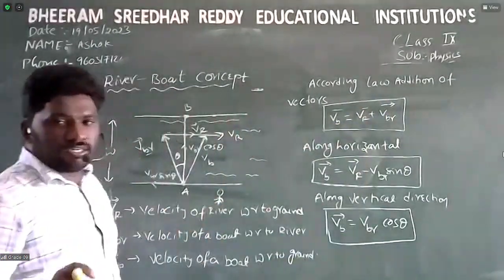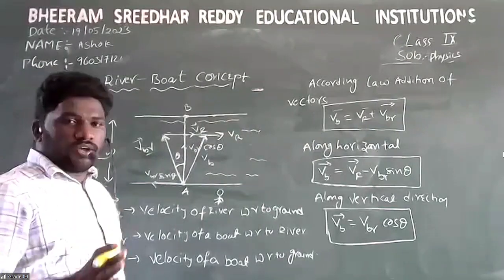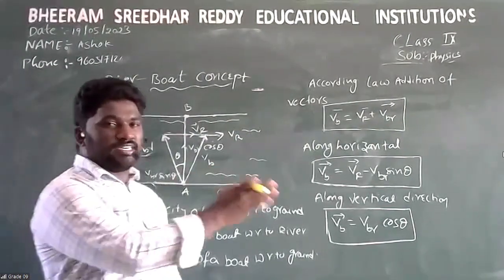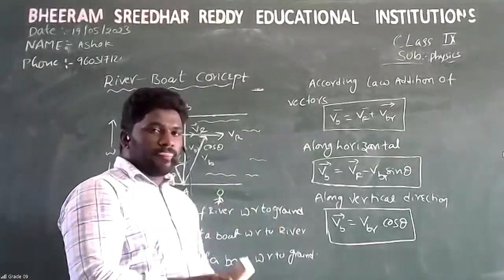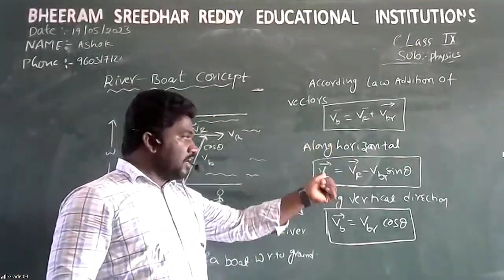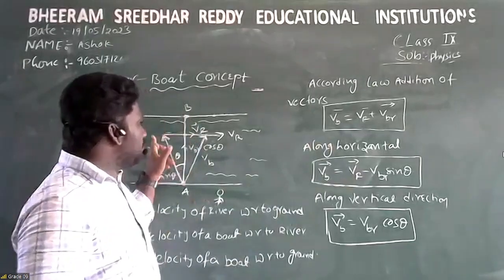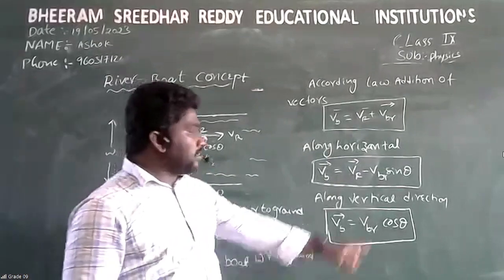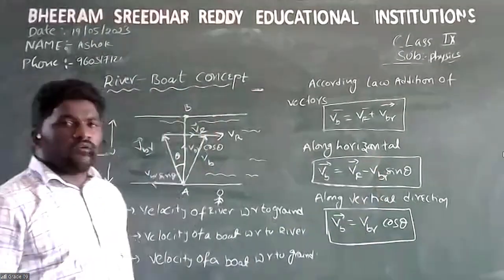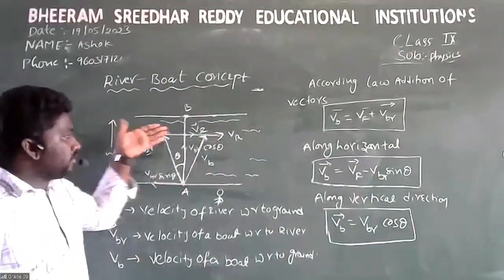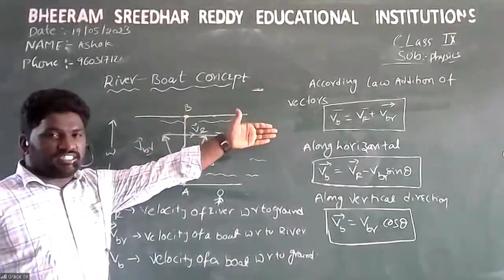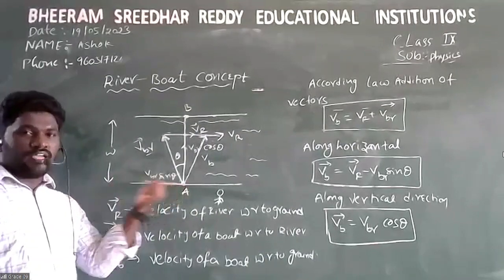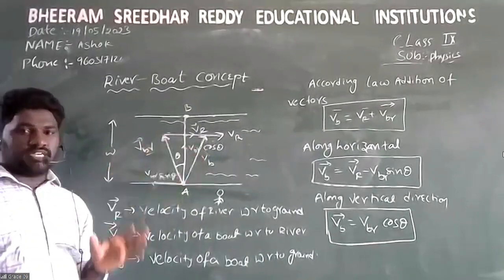Here the river boat concept is a two-dimensional motion. That's why you have to analyze the motion in two dimensions. One is along the horizontal direction, the other along the vertical direction. Along the horizontal direction, the river velocity is equal to VR. Along the horizontal direction, the boat velocity is VBR sin theta. Why am I taking the minus, Nana? If you take the velocity of the river, the right side is taken as positive. Now VBR sin theta is in the leftward direction. That's why I'm taking VR minus VBR sin theta.